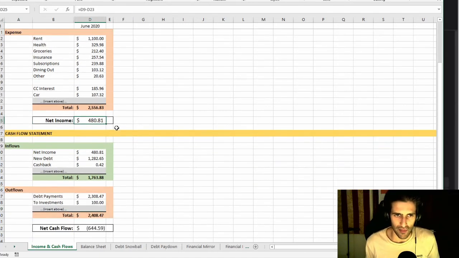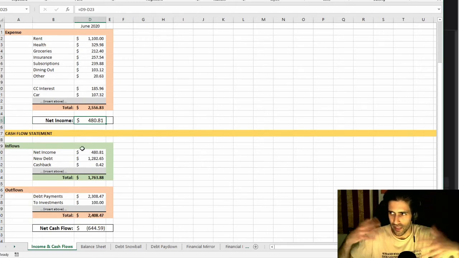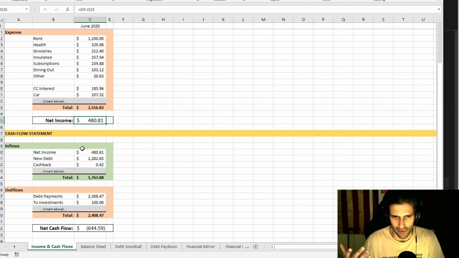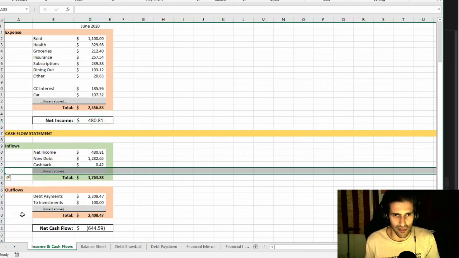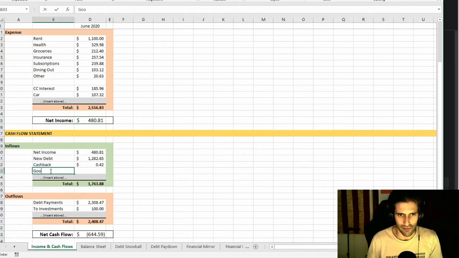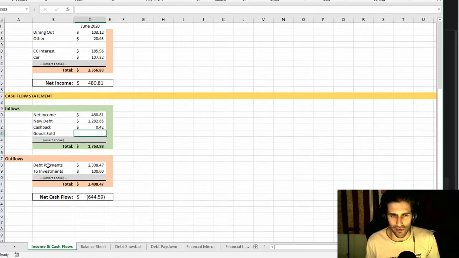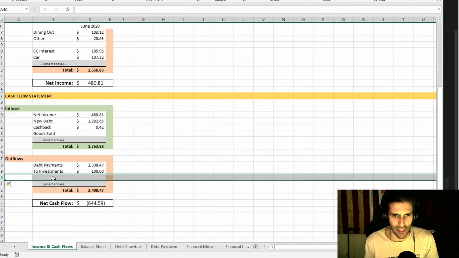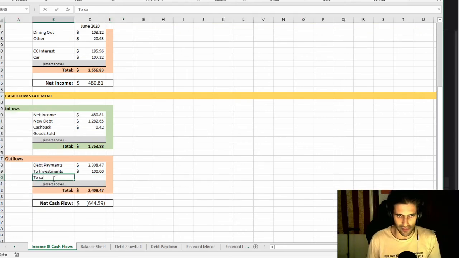And then the cash flow statement is going to be where we allocate the money. We decide where it's going to go, right? So we have the money coming in from net income, new debt, and other sources. We're going to be adding goods sold here in just a second. And then for outflows, we have basically debt payments and investments. And now I'm also going to add savings.